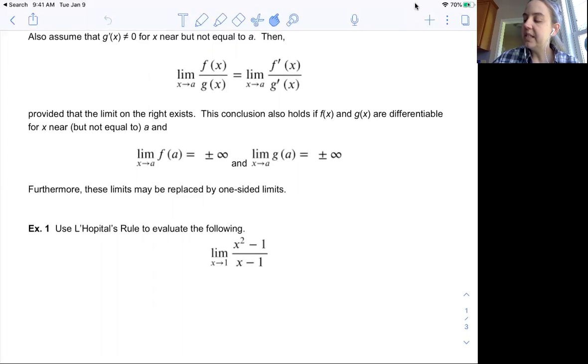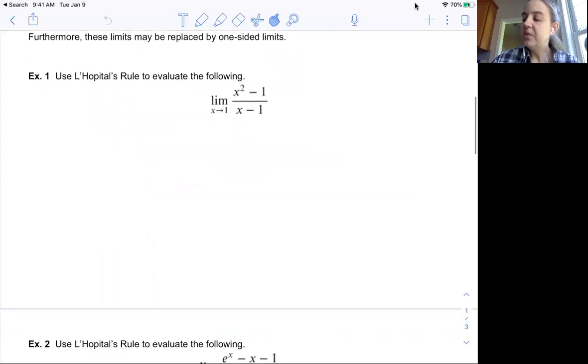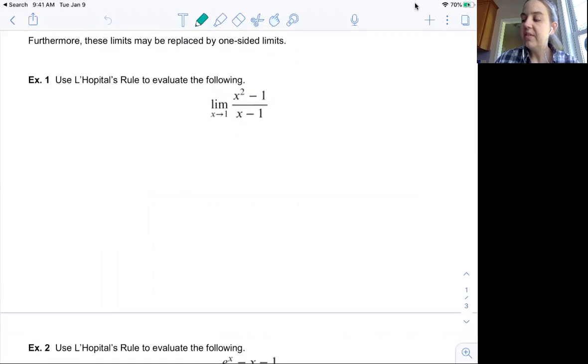So example 1, what does this look like? Use L'Hopital's rule to evaluate the following. Well, the first thing that you need to do is see what you get. With any limit problem, this is the first thing that we did probably in February, we would say that the limit as x approaches 1 of x squared minus 1 over x minus 1, when we put in that 1, we get 0 over 0.